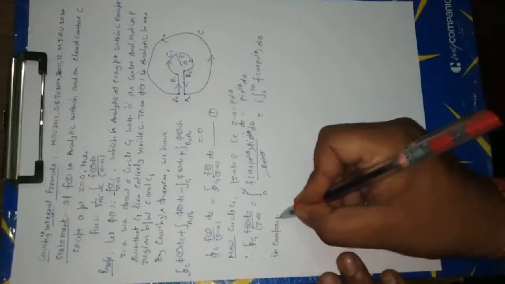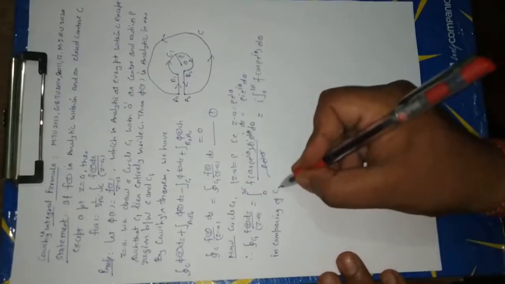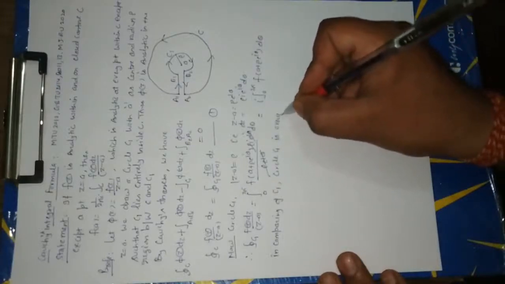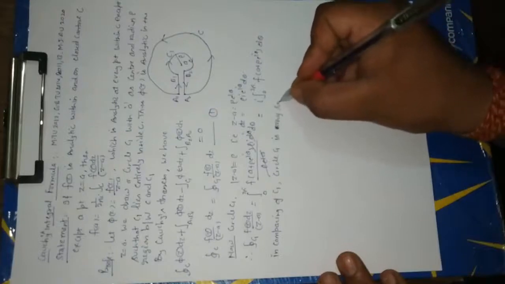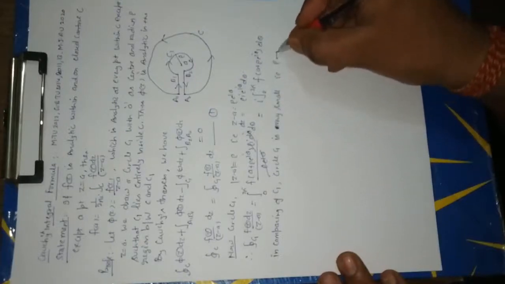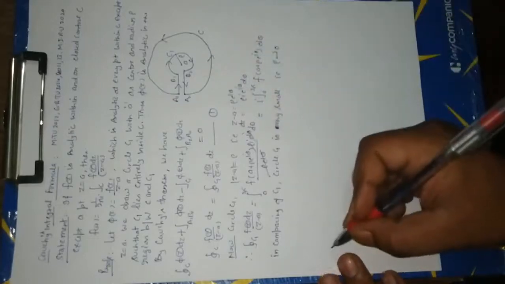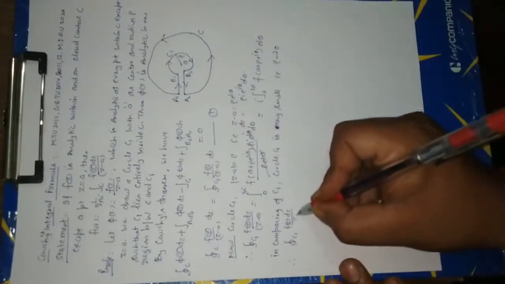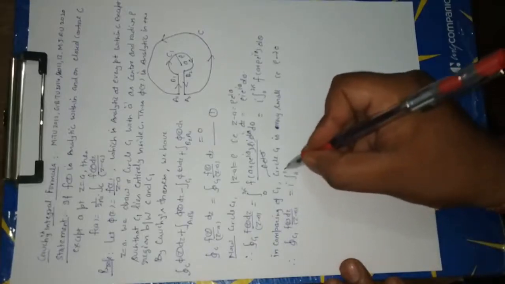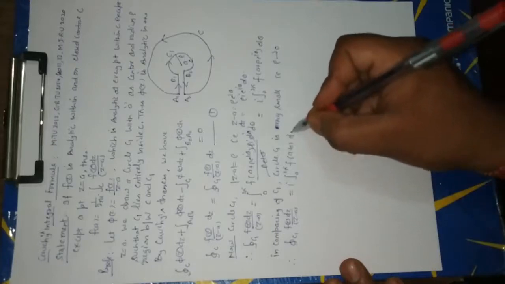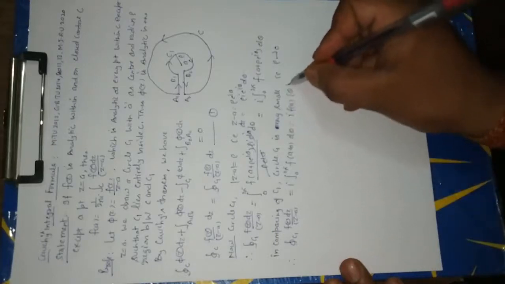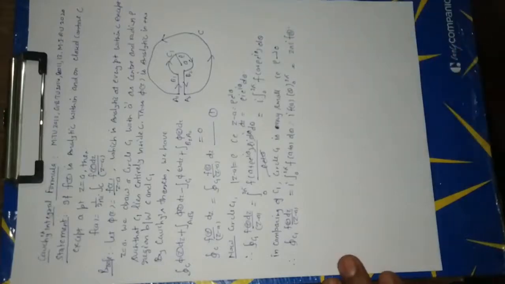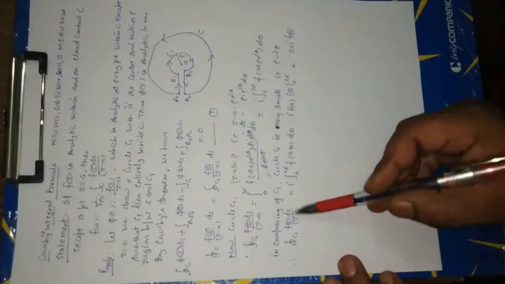In comparison with circle C, circle C1 is very small. That is, the radius of circle C1 is very small, rho tending to 0. Now integration over contour C1 of f(z) dz upon z minus a is equal to i integral limit 0 to 2 pi f(a plus 0) d theta, which is equal to i f(a) theta from 0 to 2 pi, which is equal to 2 pi i f(a). This is the value of integration over contour C1 of f(z) dz upon z minus a.